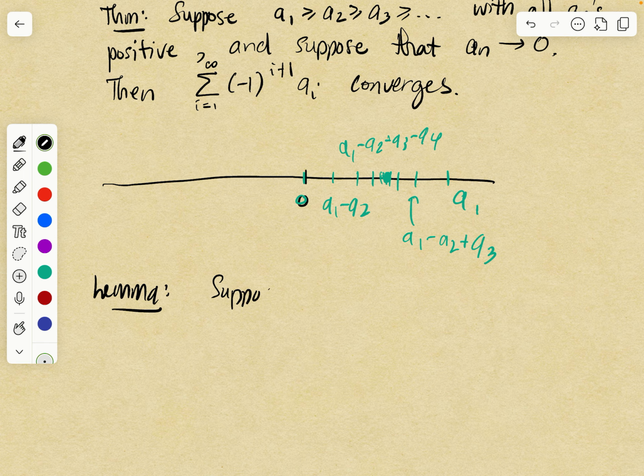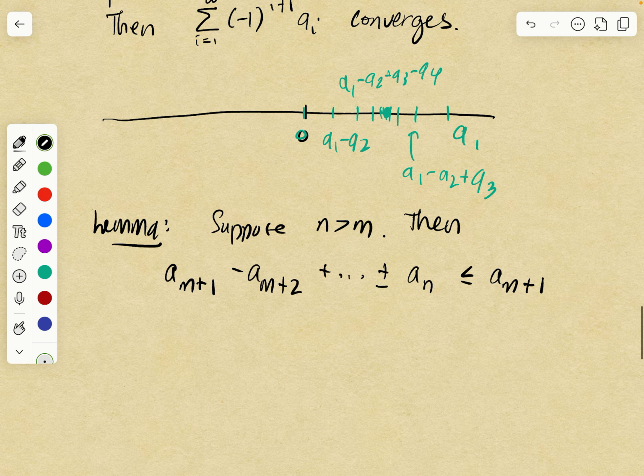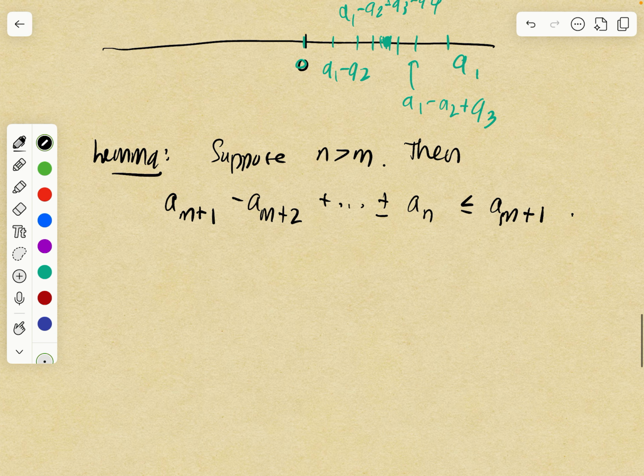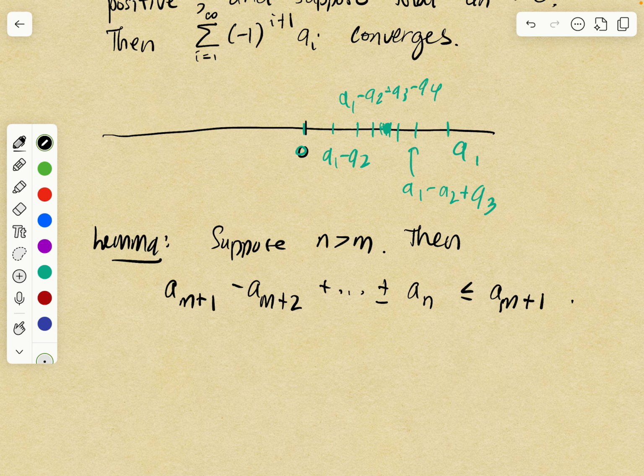which is, suppose that you have n and m being positive integers with n greater than m, then the absolute value of a sub m plus 1 minus a sub m plus 2 plus dot dot dot plus or minus a sub n, well, you don't know if it's going to be plus or minus, whichever one it is, is less than or equal to a sub m plus 1. And the reason why I'm using m plus 1 and n is because we're going to try to prove that the sequence of partial sums is a Cauchy sequence. And then that will prove that the series converges.